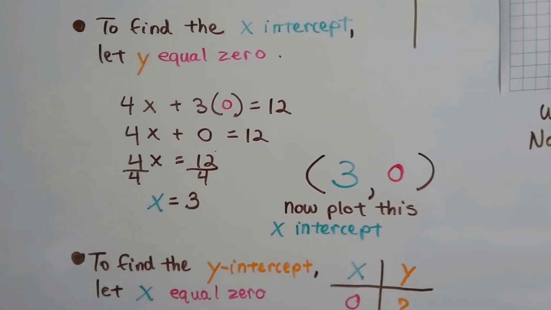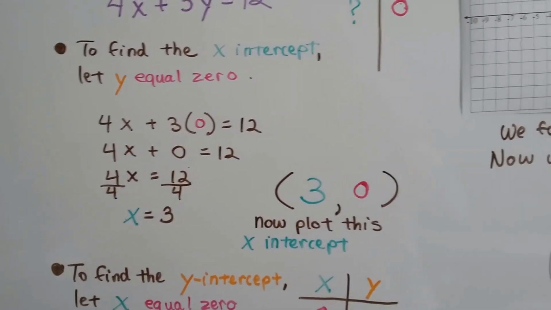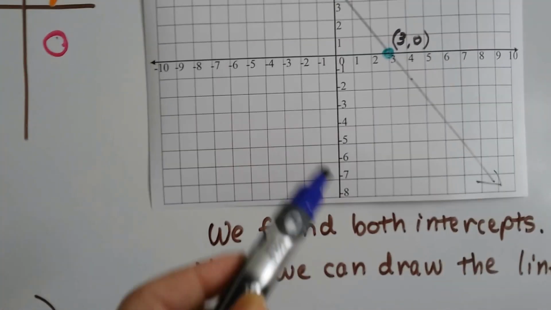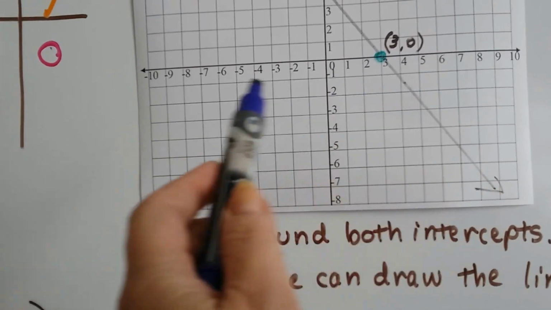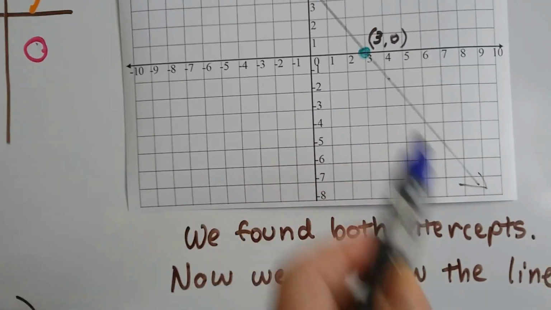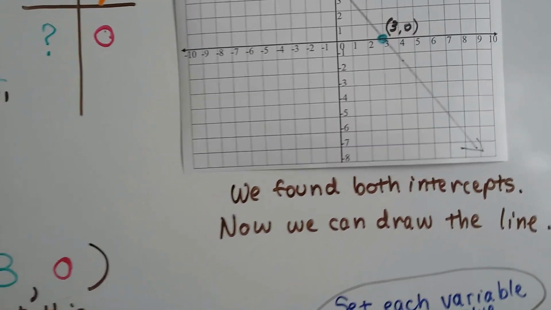And remember, we set the y to 0. So now we can plot this x-intercept of 3, 0. And here's the x-axis, and we plot it at 3, 0. So now we've got our green dot.